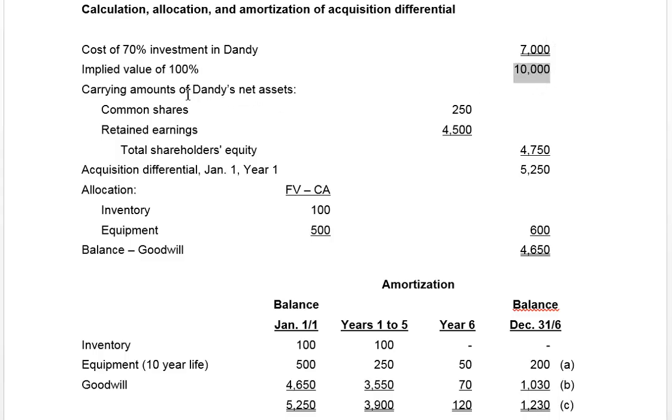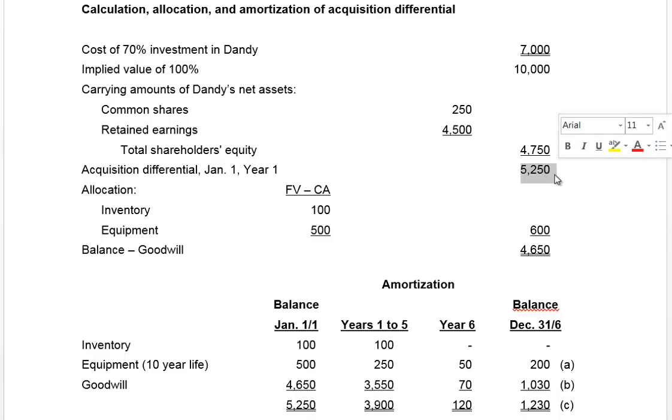We're going to compare that to the book value of net assets of Dandy, the sub. So we're going to look at its common shares and retained earnings, because that's assets less liabilities, which is their net equity or net assets. We get this from the question that at the date they became related, common shares were $250 and retained earnings were $4,500. So now we know our acquisition differential is $5,250.